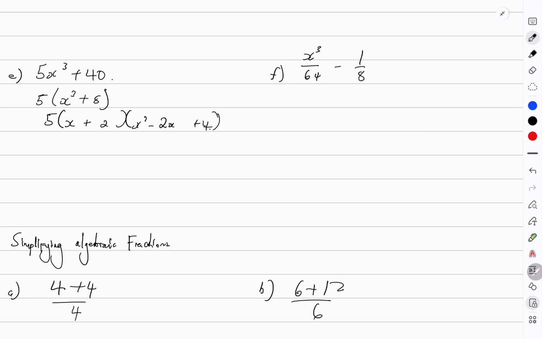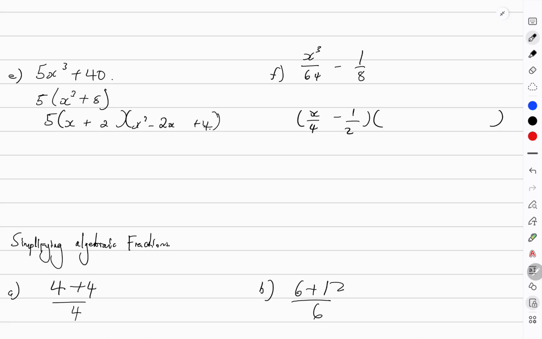Then now letter F, small bracket and a bigger bracket. What is the cube root of x to the power of 3? It's going to become x. What is the cube root of 64? It's going to become a 4. What is the cube root of 1? It's going to become a 1. What is the cube root of 8? It's going to become a 2.